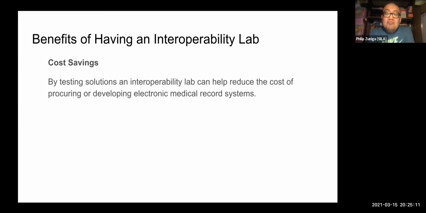Before we procure a system, we can first have it tested by an interoperability lab so that we can know whether that system is complying with our standards and our protocols. If we don't do the testing before procuring it, then it will be a cost for the organization. So by transferring the responsibility of testing to an interoperability lab, and by doing it before procuring the system, that will actually help us reduce the cost.